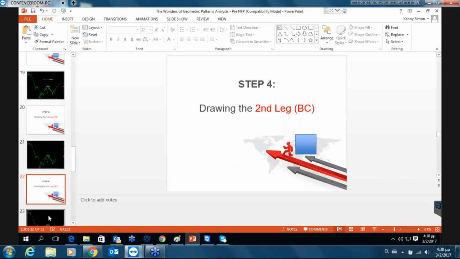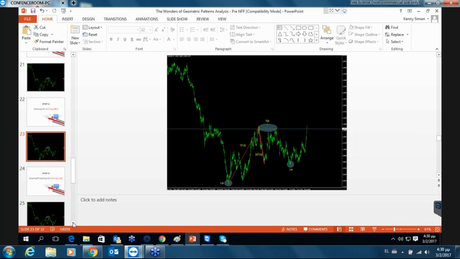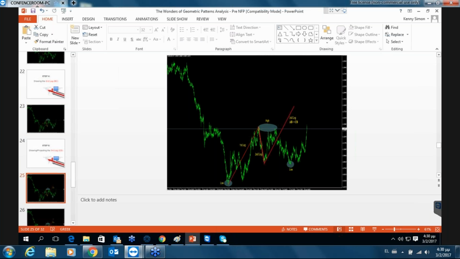You got your second leg, for example. That's how it looks, your B to C leg right there. Okay, very simple. And then you will see a sort of a complete ABCD looking like this. So you've got the A here, B there on the high, and then C, second leg. B to C is your second leg. Your third leg, the one that you'll be trading and predicting, is your C to D leg, which is the third leg, and the D is the area that you want to do that.